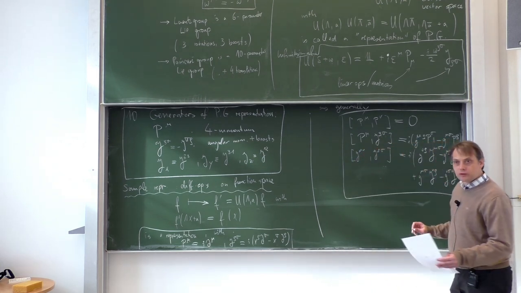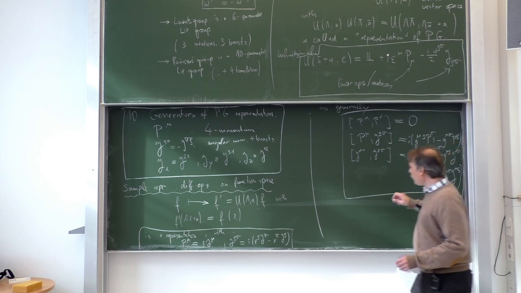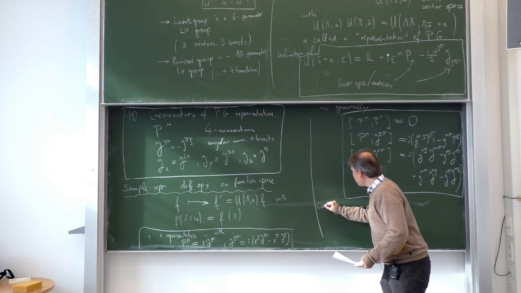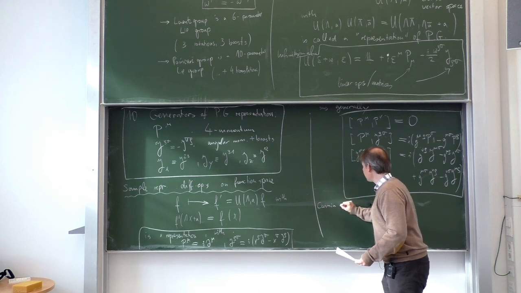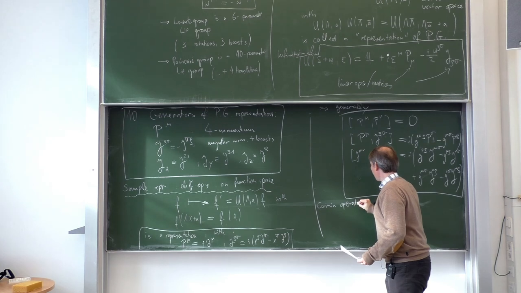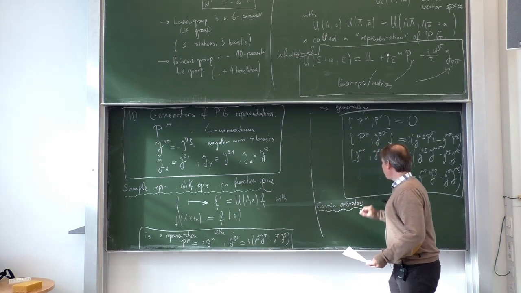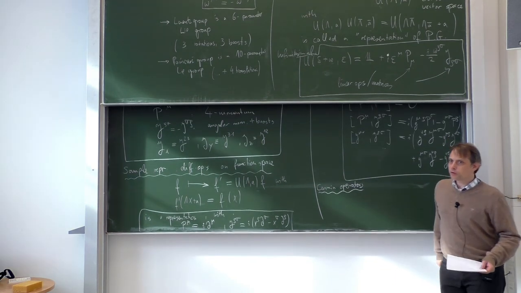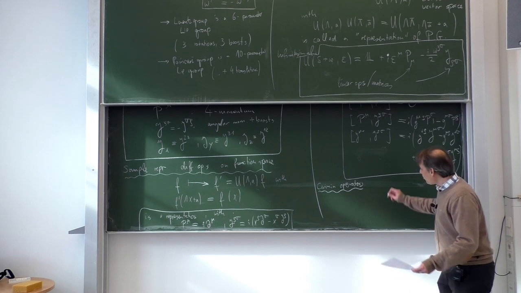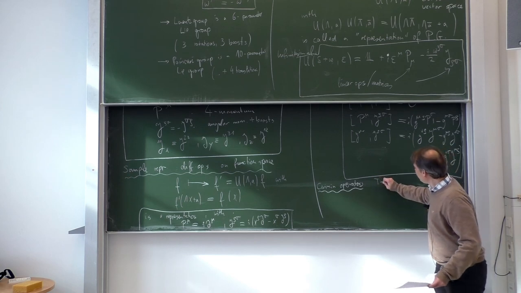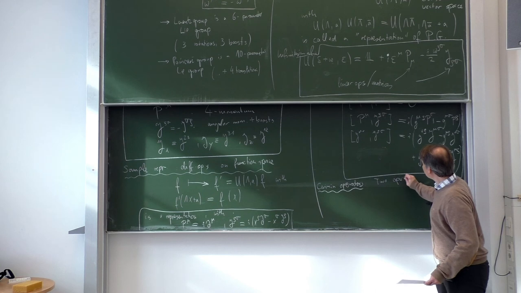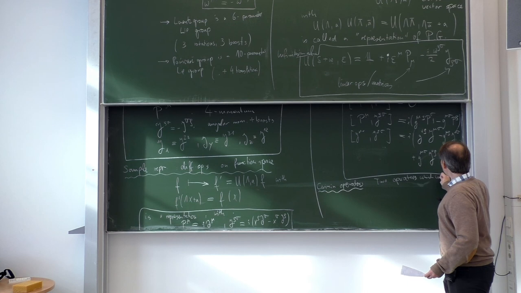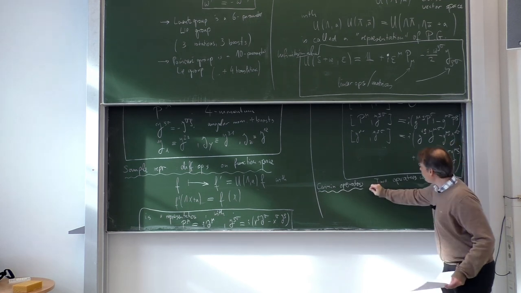Then just a final remark on the Poincaré representations, and I think I will squeeze it in here, which is on Casimir operators. I will just write the results without proof, and you can go to the literature to look up some proofs. There are two operators which commute with all generators.